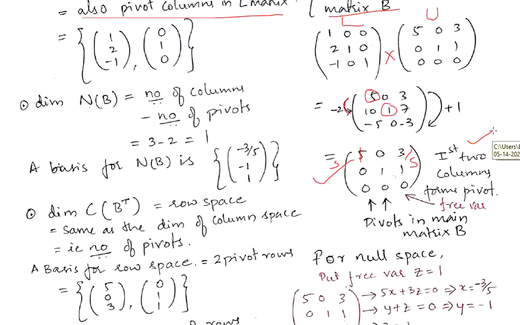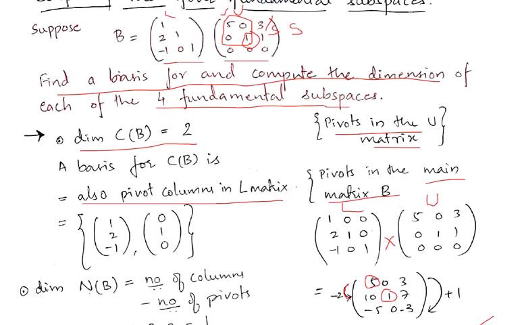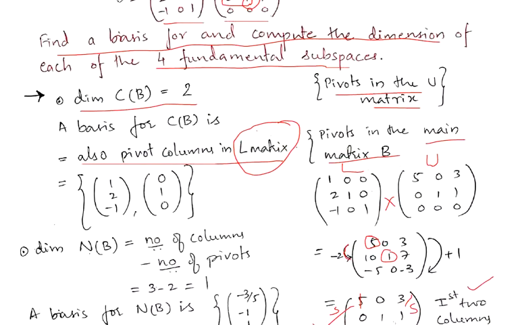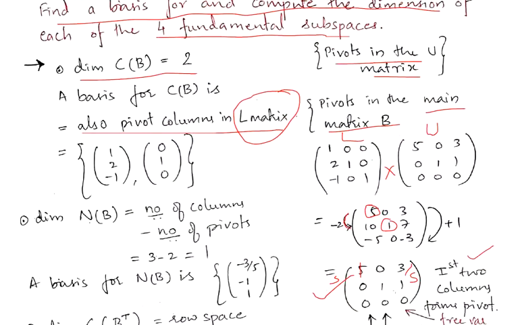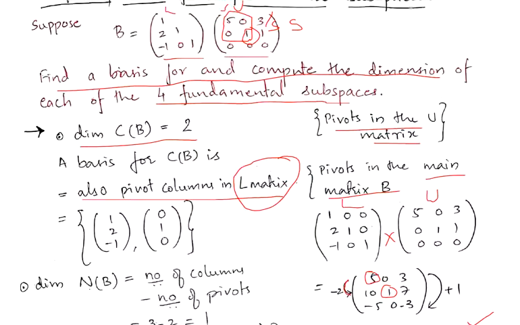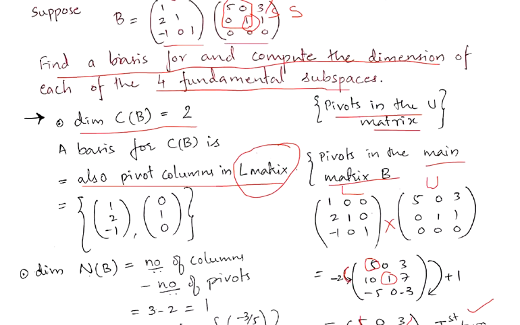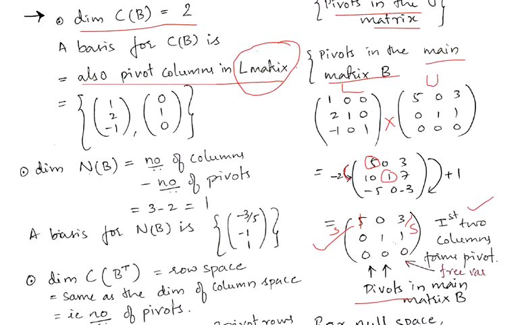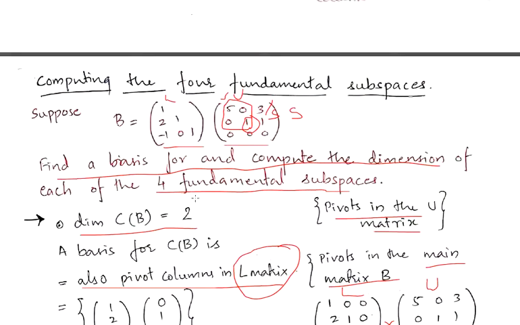This lengthy process you need not do. You need not do the matrix multiplication and then write the column vectors. You can just directly use the columns in the L matrix. First find the pivots, which are the two pivot columns or rows. Accordingly, you take those columns or rows in the L matrix. See here, we have these two pivots in the main matrix, so the first two. The first two is this one.